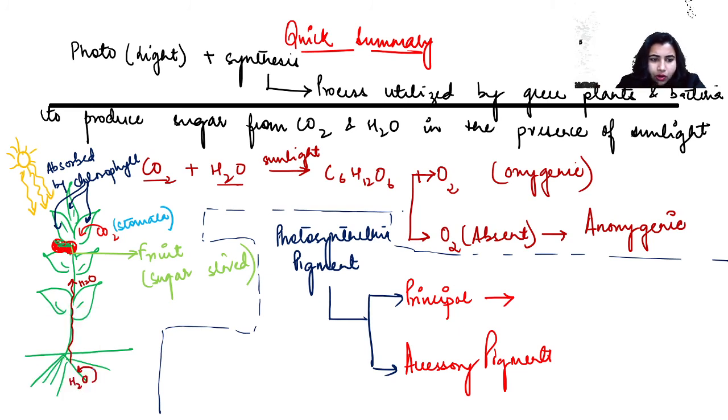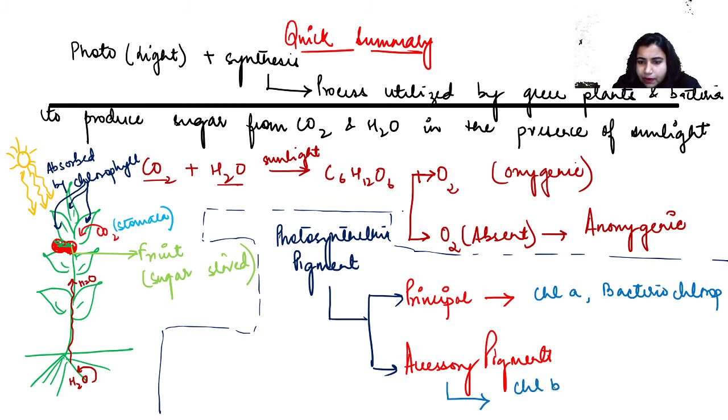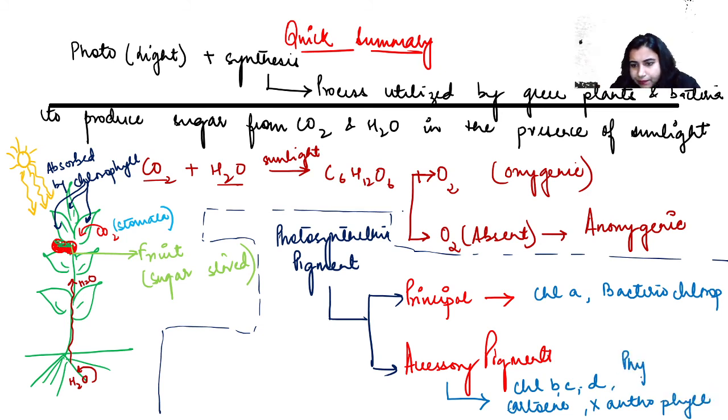Your principal pigment is chlorophyll A and bacteriochlorophyll. And what is your accessory pigment? Accessory pigments are chlorophyll B, C, D, carotene, xanthophyll, phycoerythrin, and phycocyanin. So this is what we have studied in today's class, right?